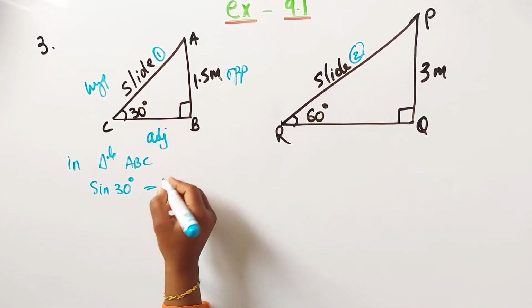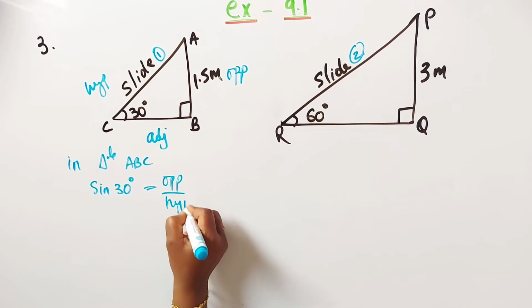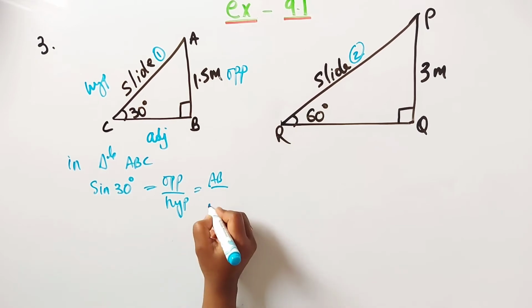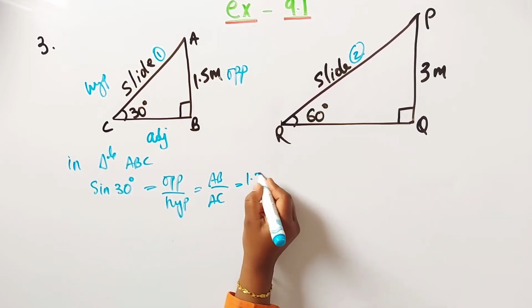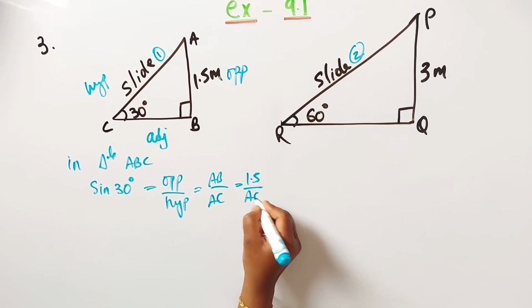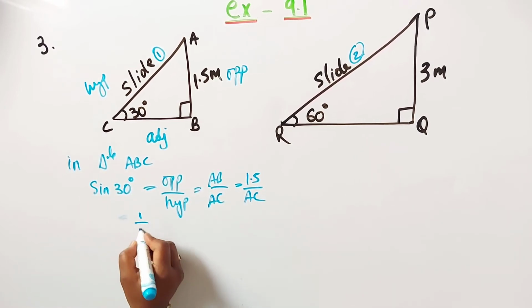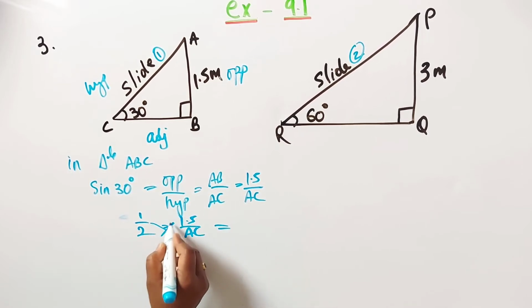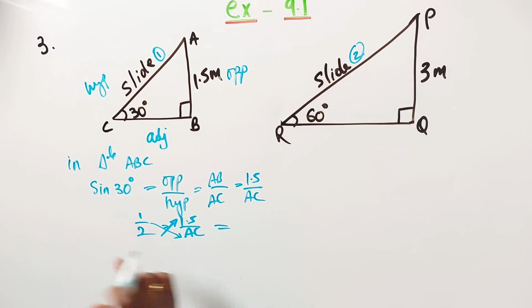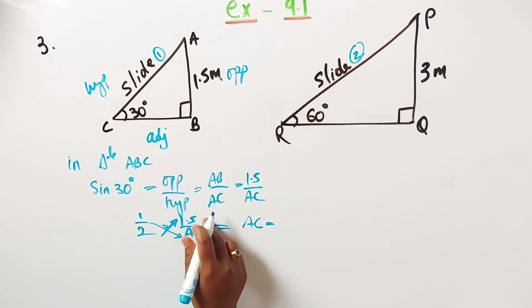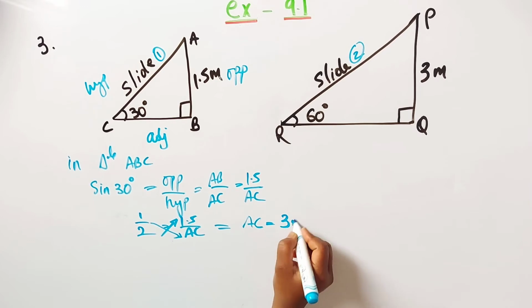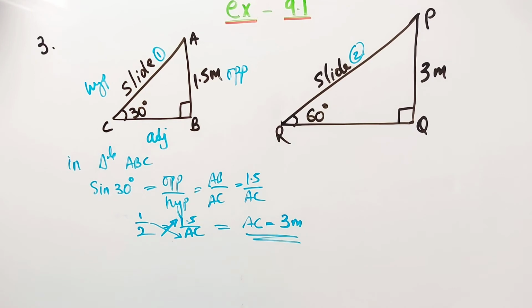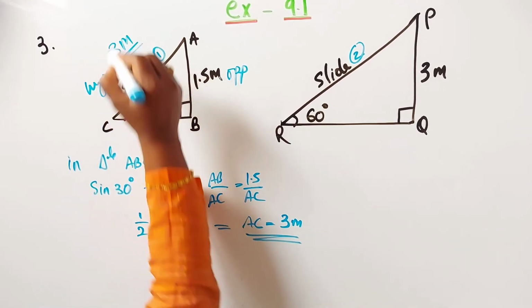sine 30 degrees equal to opposite by hypotenuse, that equals AB by AC. AB we know that 1.5 divided by AC only. Here sine 30 degrees equals 1 by 2, that equals 1.5 by AC. Just do the cross multiplication. AC into 1, AC is equal to 1.5 into 2, 3 meters. So AC is equal to 3 meters here. Length of the first slide equals 3 meters.